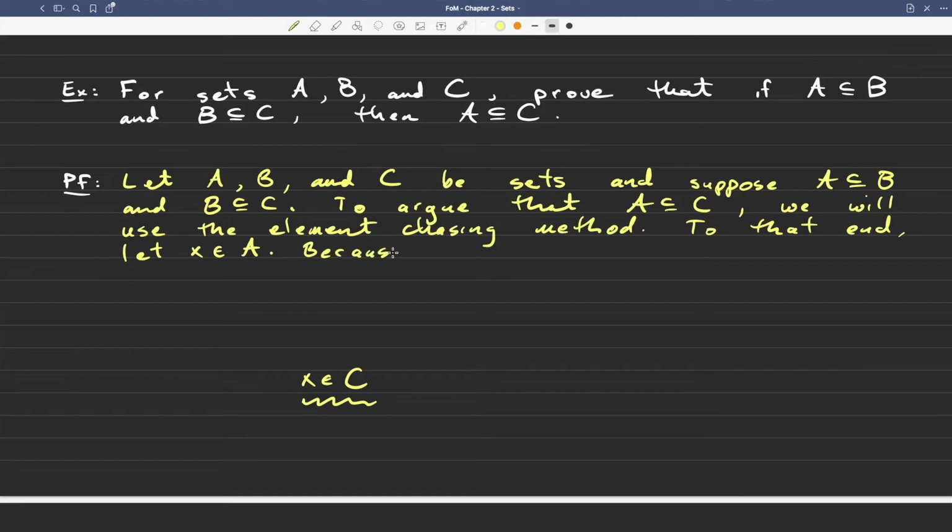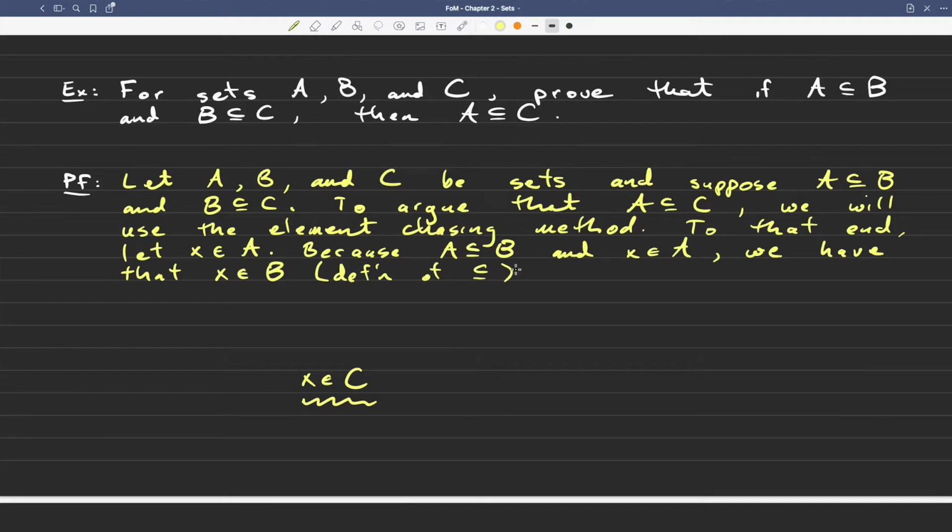All right, so because we know that A is a subset of B, that's one of our hypotheses, and we know x is in A, then we have that x is an element of B because of the definition of containment, right? If A is a subset of B, that means that every element in A is also in B. So we know x is in B. And then similarly, since we know B is a subset of C, and we now know x is an element of B, we have, guess what? x is in C. That's the target that I was trying to reach. So now I know my proof is completed.